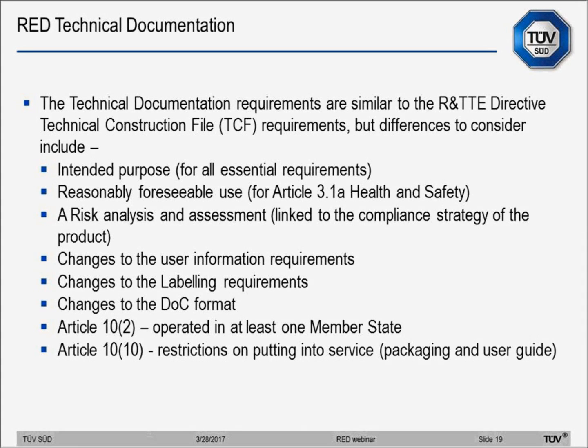There are changes to the user information requirements to consider. There are changes to the labeling requirements to consider. There are changes to the declaration of conformity format to consider. Additionally, you need to consider compliance to Article 10.2, that the product can be operated in at least one member state, and Article 10.10, when the product has restrictions on putting into service in one of the member states. There are additional requirements for packaging and the user guide.